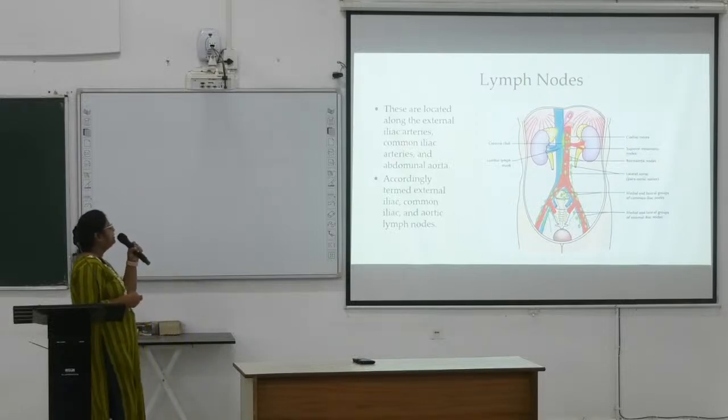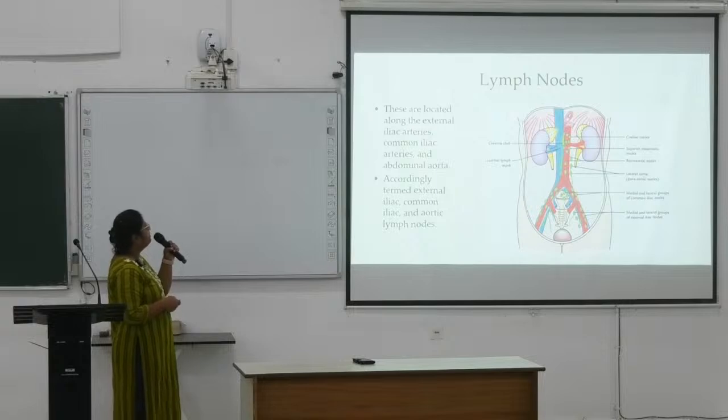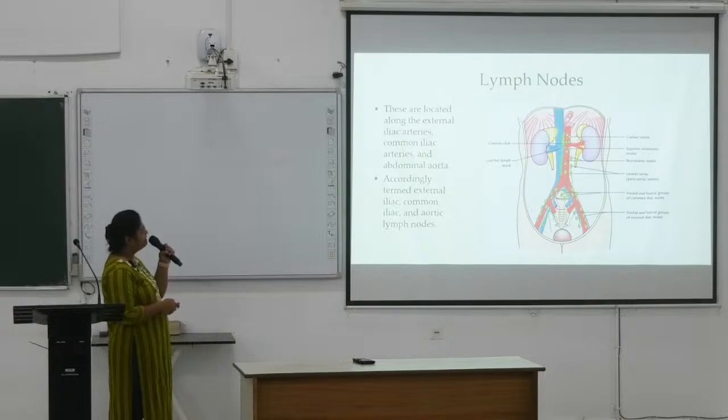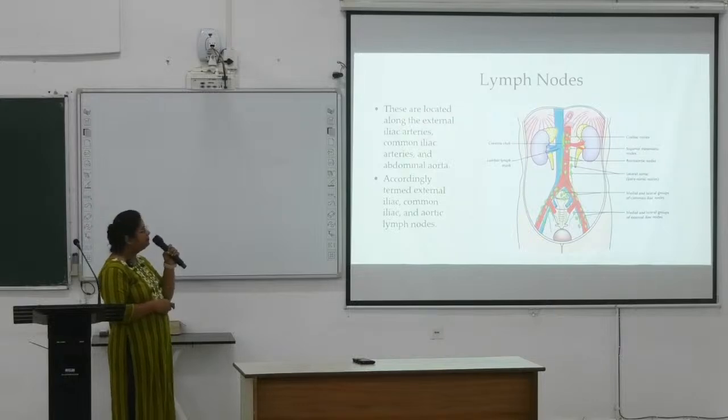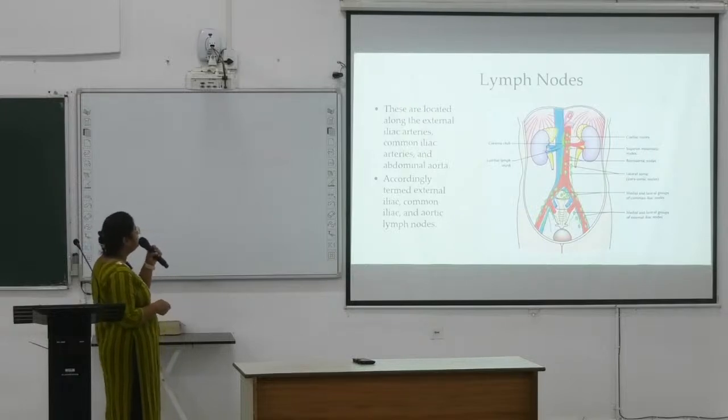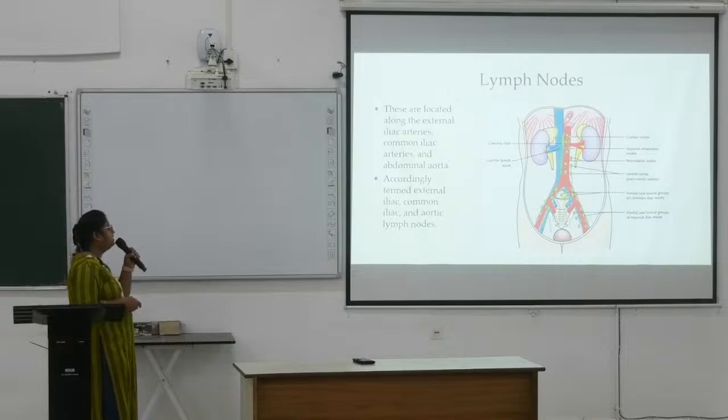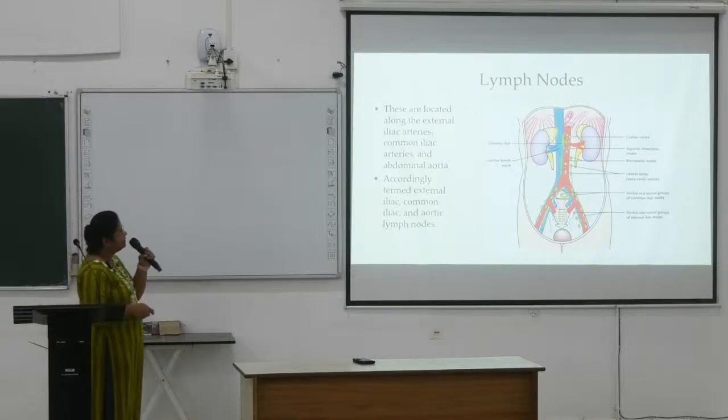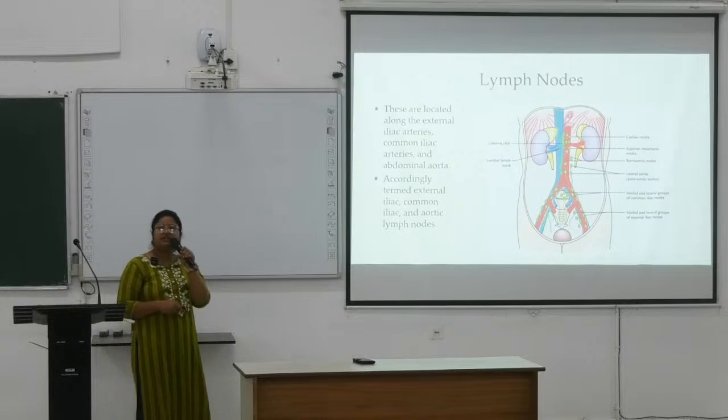These are located along the external iliac arteries, common iliac arteries and abdominal aorta. Here, see the green ones are the lymph nodes. Another important lymphatic tract is present, that is cisterna chyli. The lymph nodes lying in front of the aorta are pre-aortic, and lateral to the aorta are lateral para-aortic lymph nodes. Okay, and the common iliac, external, internal iliac groups of lymph nodes are present. Accordingly, they are termed as external iliac, common iliac and aortic lymph nodes, according to the vessel along which the lymph nodes are lying.